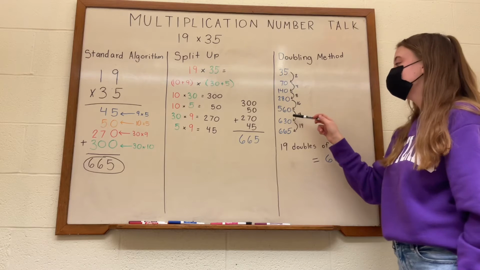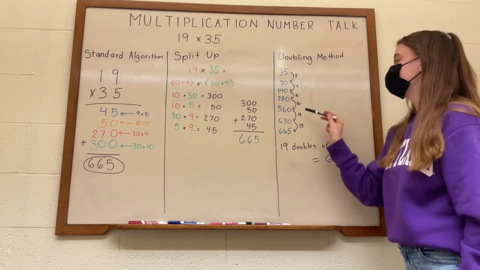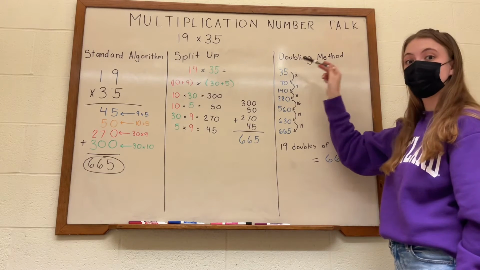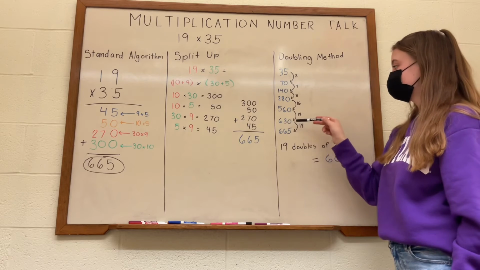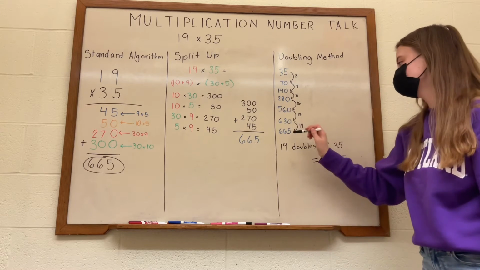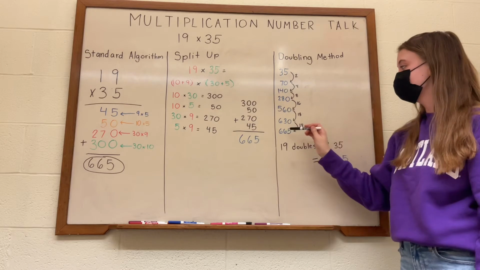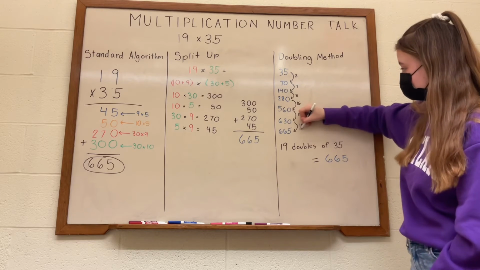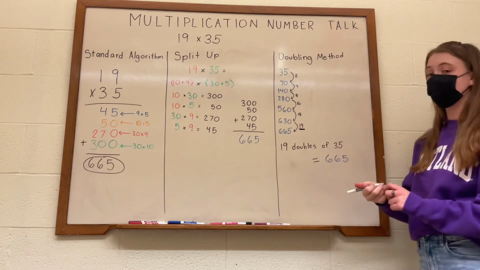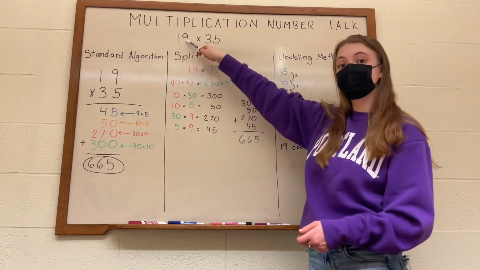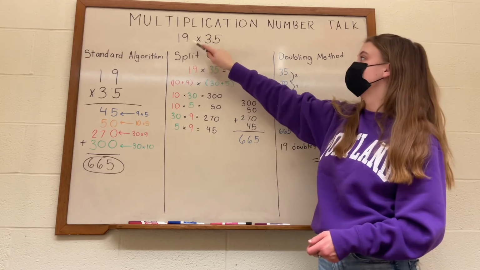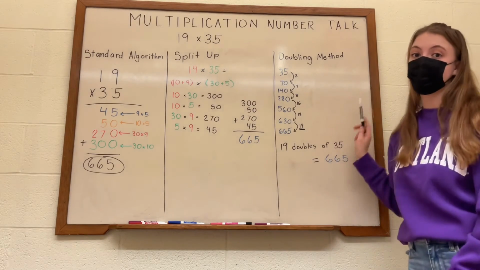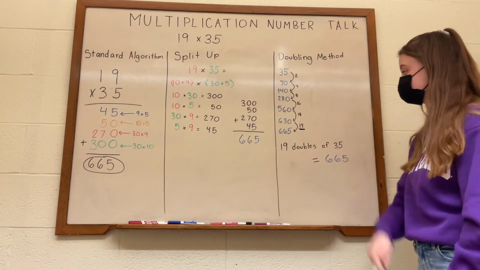Then 280 doubled is 560, and then 560 plus 70, which is 2 copies of 35, is 630. And then if you just add one more 35, you get 665, which makes it 19 copies, which is what you want as you're multiplying 19 times 35. You need 19 doubles of 35. So once you get 19 doubles of 35, that is your answer, and the answer is 665.